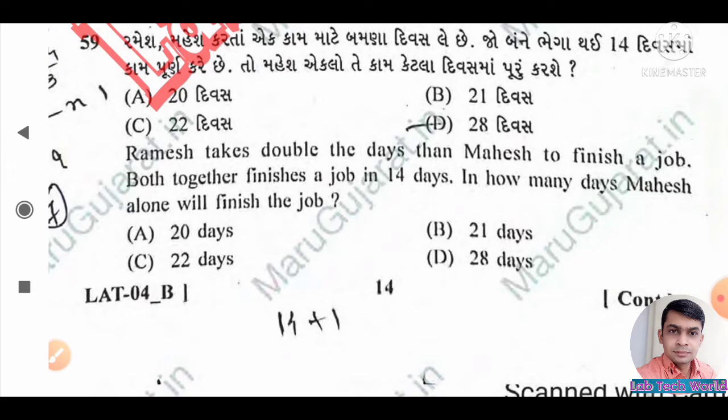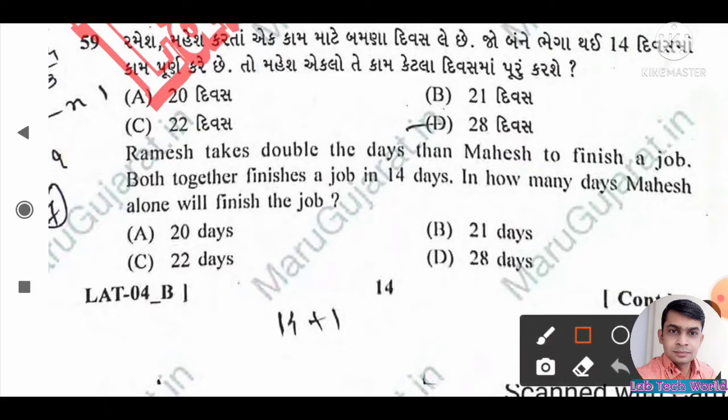Ramesh takes double the days Mahesh takes to finish a job. Both together finish the job in 14 days. How many days will Mahesh alone take to finish the job? Options: A 20 days, B 21 days, C 22 days, D 28 days. And the correct answer for this question is B, 21 days.